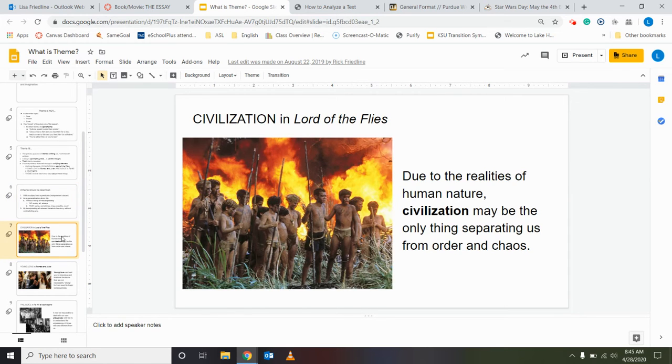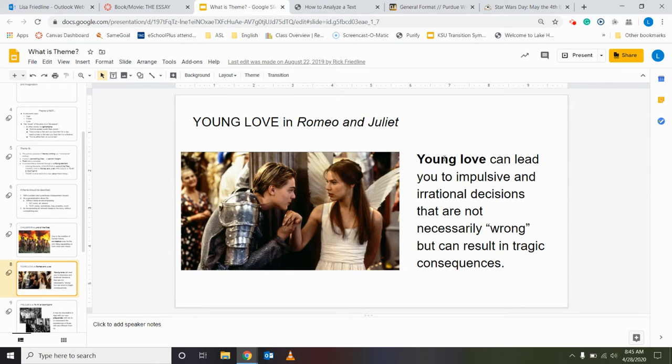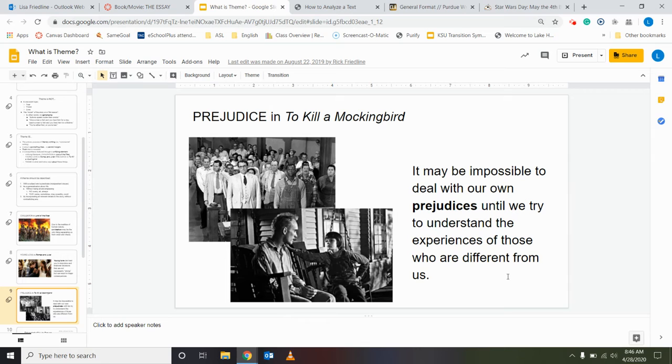So let's look at the examples here. If we talk about civilization, this is a theme statement, so it's going to be a full sentence. Due to the realities of human nature, civilization may be the only thing separating us from order and chaos. Example, if you want to say this story is about young love, well, what about it? Young love can lead you to be impulsive and make irrational decisions that are not necessarily wrong, but can result in tragic consequences. So again, it can, but not always. It can sometimes. Here's one more example, and then you can look through the rest. It may be impossible to deal with your own prejudice until we try to understand the experiences of those who are different from us. It may be impossible.